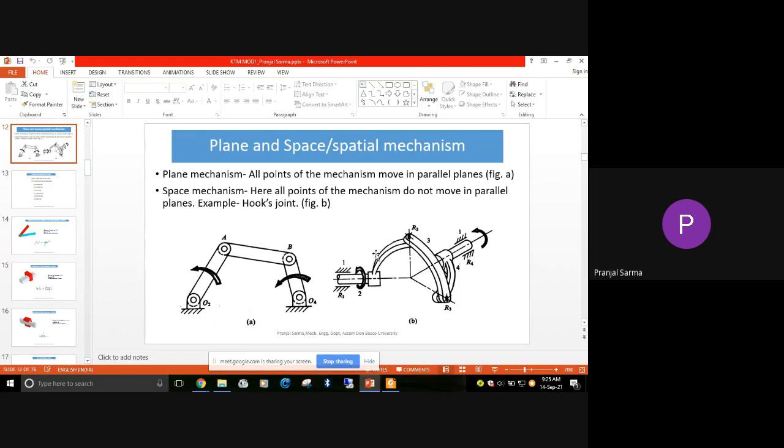So that kind of mechanism is known as a space mechanism or spatial mechanism. Now in our situation we'll be mostly dealing with planar mechanisms, where the movement of the different links is in, you can say, parallel planes. Okay, understood?